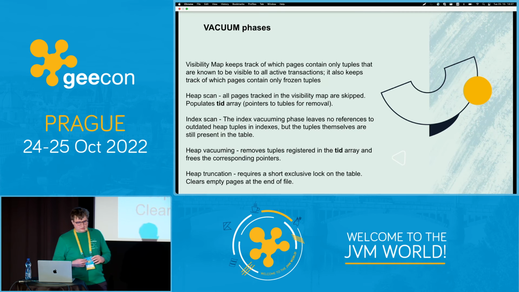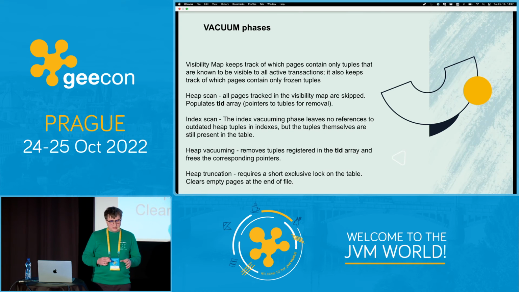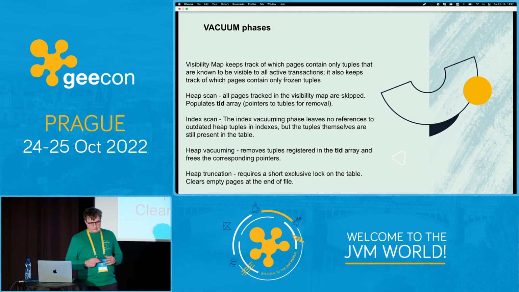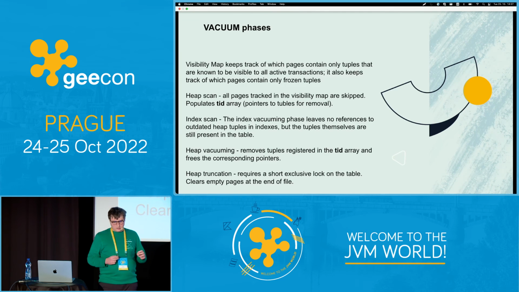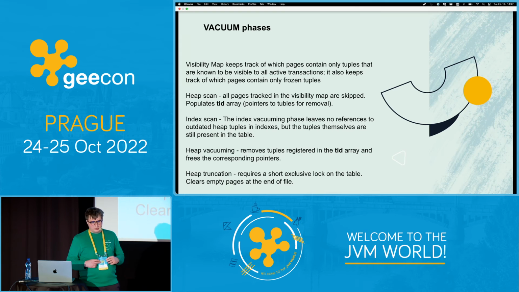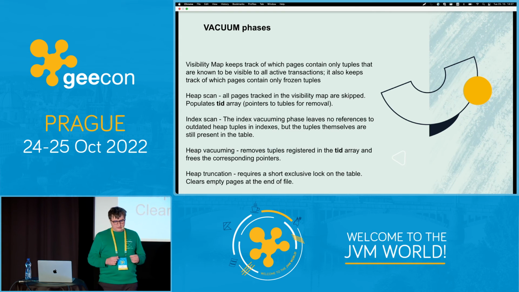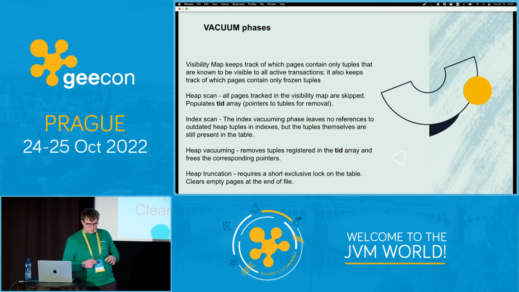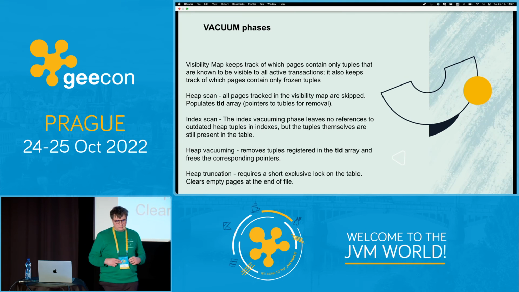So you start the heap scan. What it does, it checks the visibility map. It skips all the pages that contain data that cannot be removed, and it populates an array of TIDs with the tuples that you want to remove, that vacuum will remove.